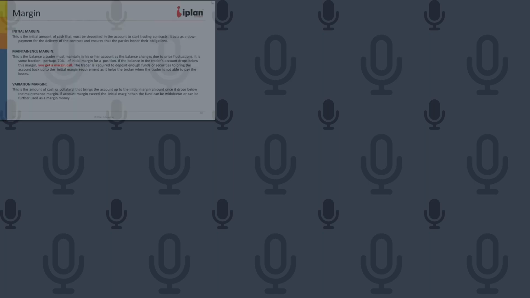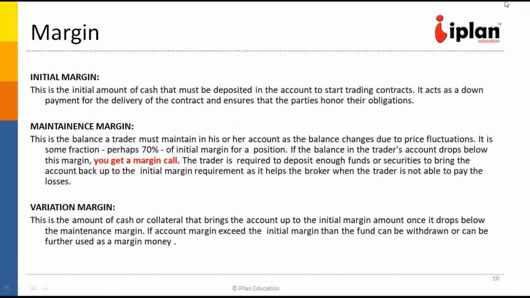So what is initial margin? Initial margin is the amount of cash that you must deposit in the account to start trading. Basically, this is the amount you need to buy one futures contract. Normally the initial margin is set by the exchange as per regulatory compliances, and you need to have the initial margin to buy one lot.